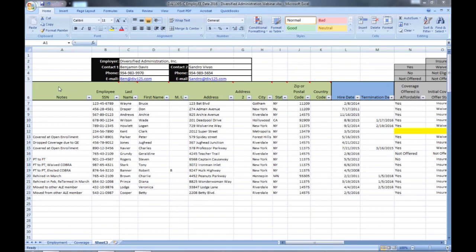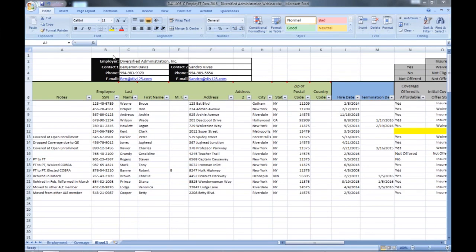The first column, labeled Notes, gives you a place to provide us with additional information you think may be important for us to know. As we go through the scenarios for various sample employees, you'll see a number of ways this field can be used.